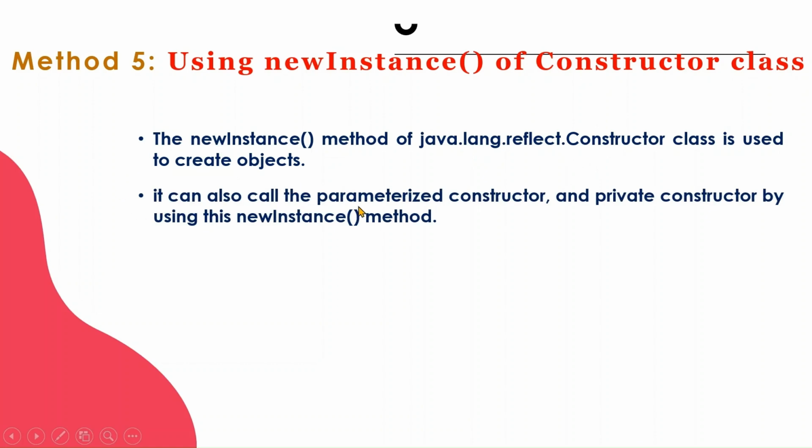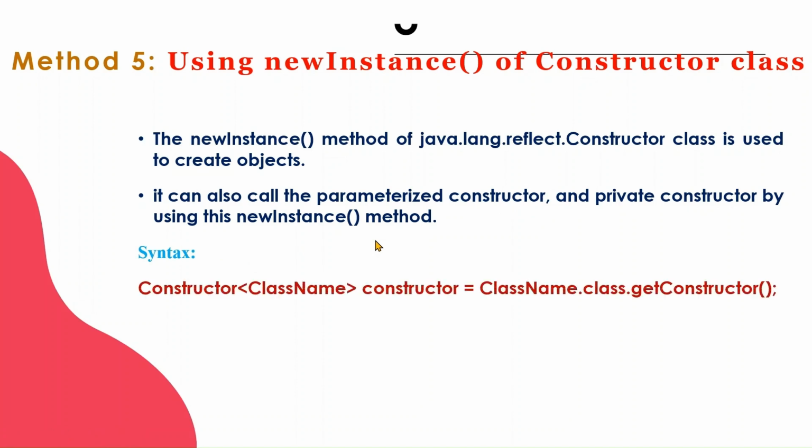It can also call the parameterized constructor and the private constructor by using the newInstance method. So here we have the possibility to call the parameterized as well as the private constructor for creating a new instance.